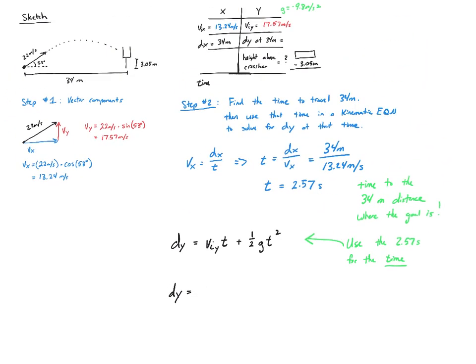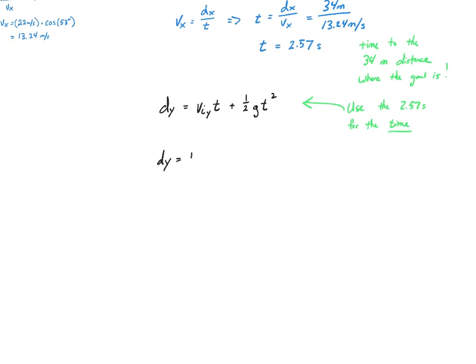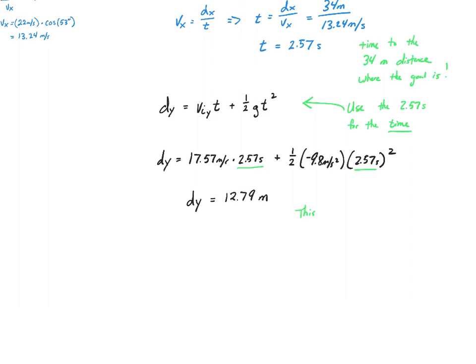Now I'm just going to solve through by substituting in what I know for the initial velocity in y, the 17.57 meters per second, the time, 2.57 seconds. The other thing in this equation to be very careful of is the sign of your acceleration. Remember that acceleration is a negative 9.8 meters per second squared when we're using it in this configuration. So you have to remember to put that into this equation also. Otherwise, you will get the wrong answer. Double check your time. Make sure you're using the time for the ball to travel to the goalpost, and then we can solve out. I got around 12.79 meters.